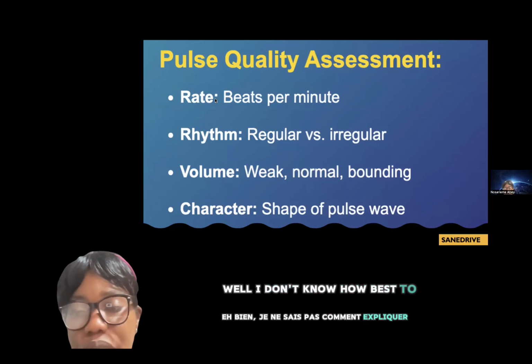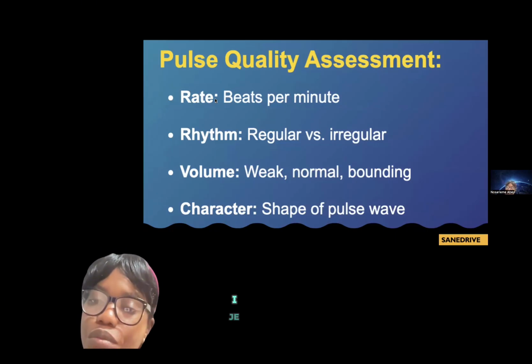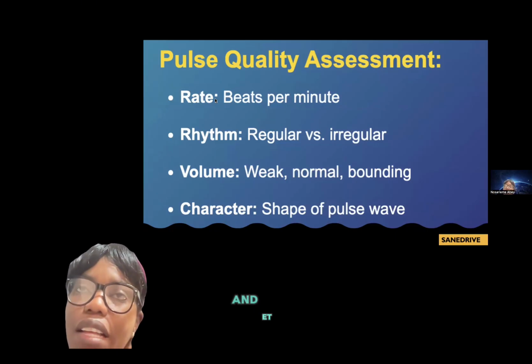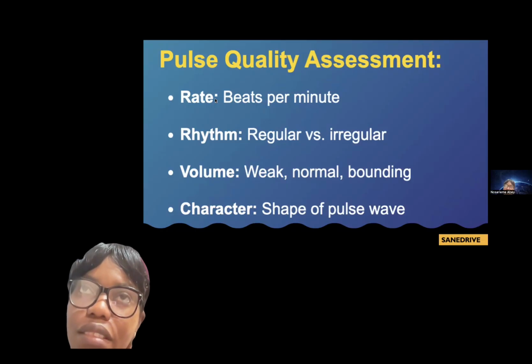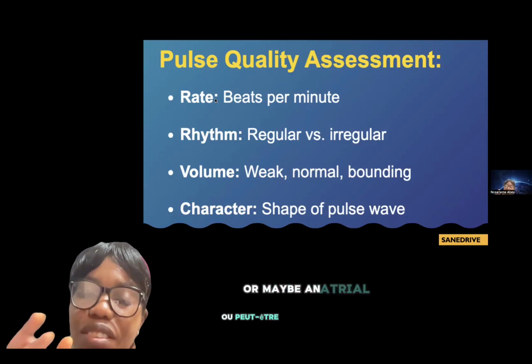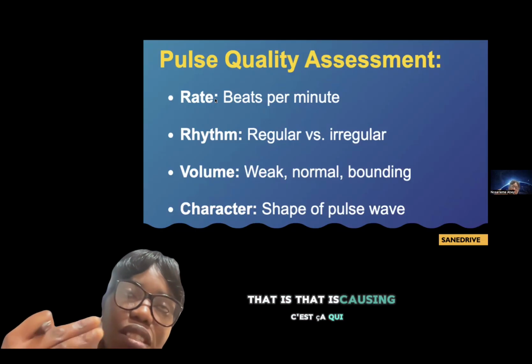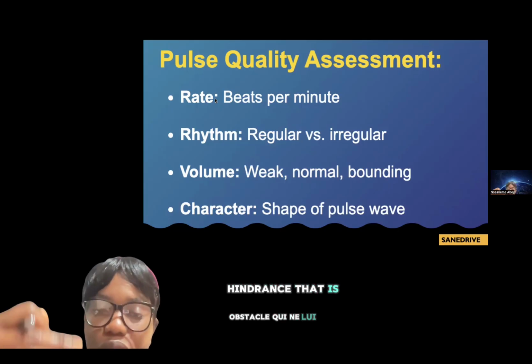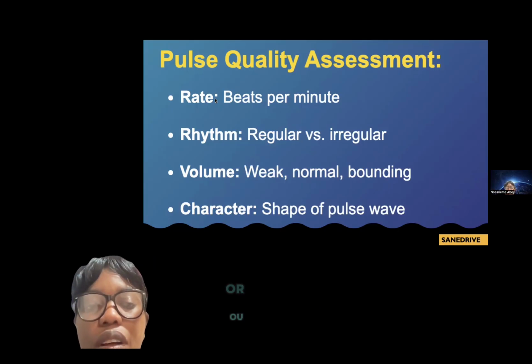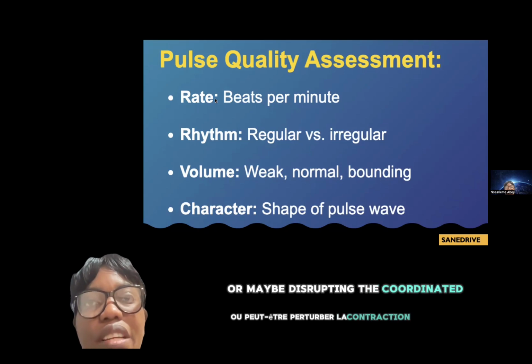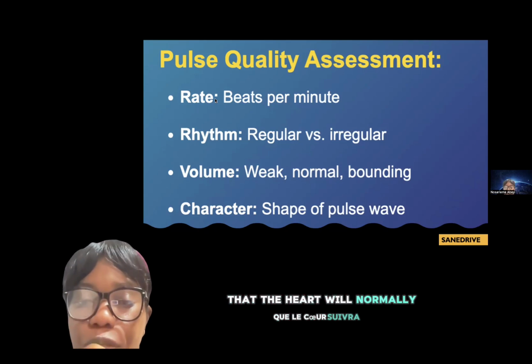I don't know how best to explain this, but I have a couple of other things I could use to explain it later on the slide. When the rhythm is not regular, that means there might be some sort of occlusion or maybe an atrial fibrillation somewhere that is causing some hindrance, disrupting the coordinated contraction that the heart would normally follow.